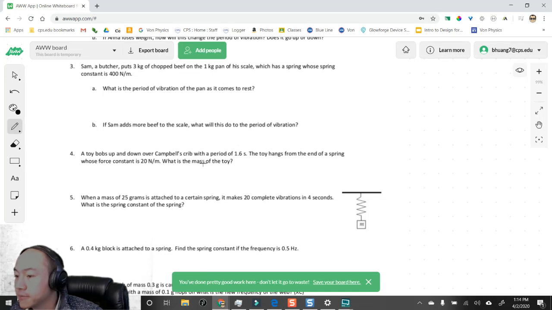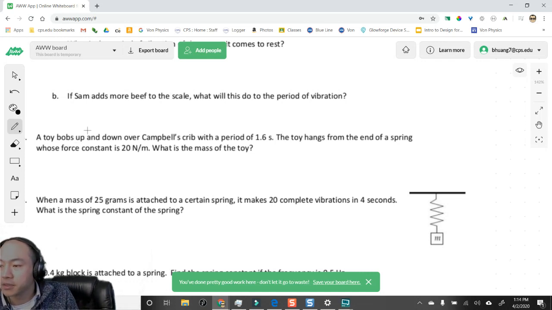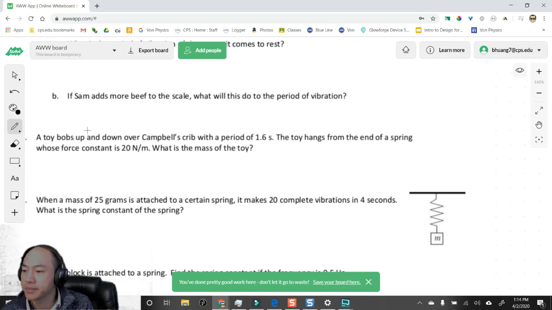Let's take a look at number 4. Number 4 says a toy bobs up and down over Campbell's crib. I don't know who Campbell is, but that's part of the problem. With a period of 1.6 seconds, the toy hangs from the end of a spring whose spring constant is 20 newtons per meter. What is the mass of the toy?